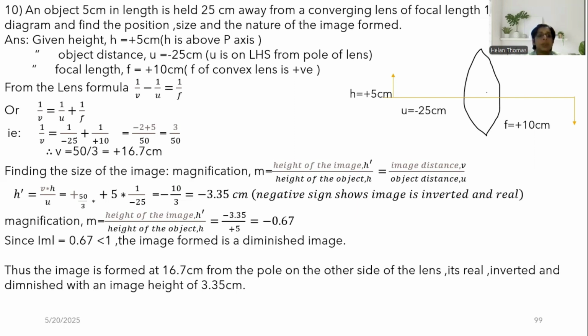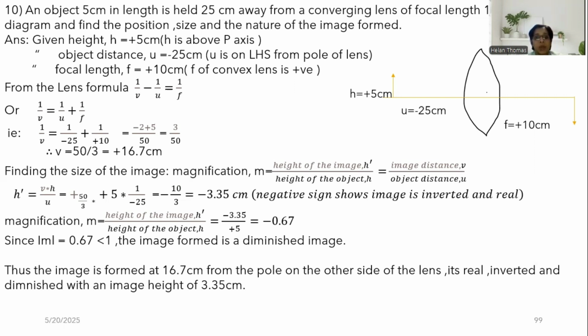Now you have to conclude, thus the image is formed. You will not say the image is formed at plus 16.7. You have to say the image is formed at 16.7 centimeter from the pole on the other side of the lens. You cannot write your positive sign in your concluding statement. You have to define your signs in words. In your concluding statement, you have to say the image is formed at 16.7 centimeter from the pole on the other side of the lens.